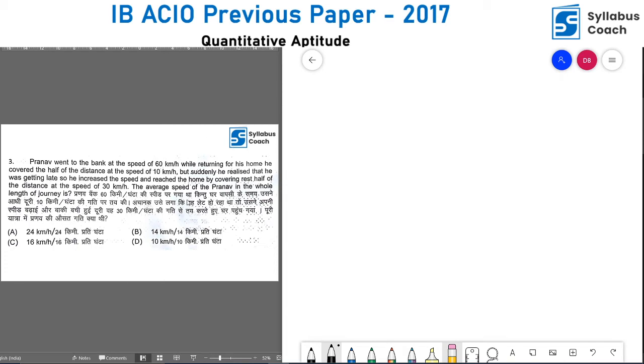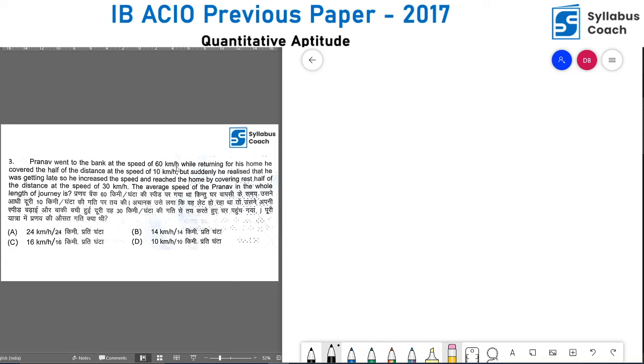In the question, it is said that Pranav went to the bank at the speed of 60 km per hour. While returning for his home, he covered half of the distance at the speed of 10 km/h. But suddenly he realized that he was getting late, so he increased the speed and reached the home by covering the rest half of the distance at the speed of 30 km/h. And now they're asking us to find the average speed of Pranav in the whole length of the journey.